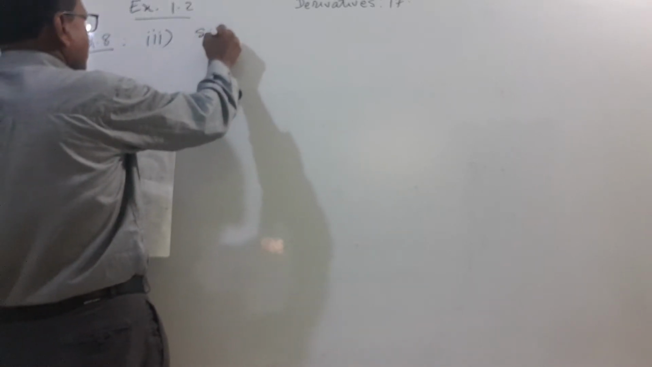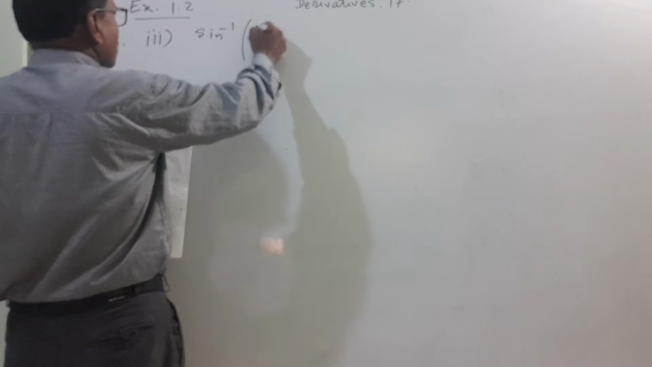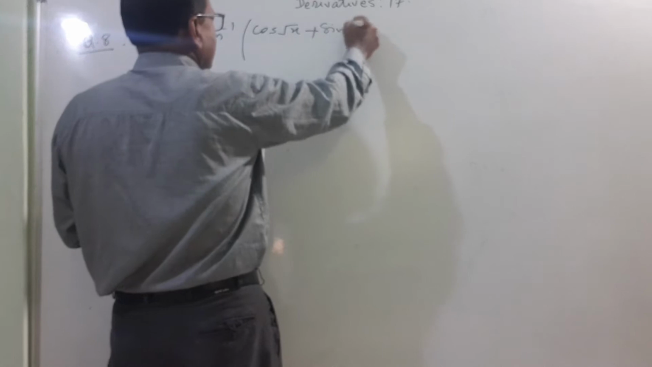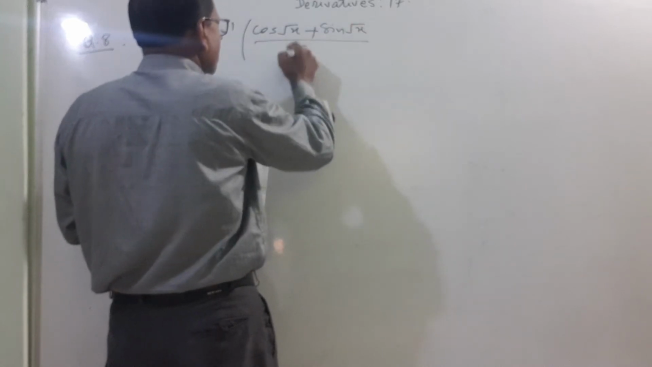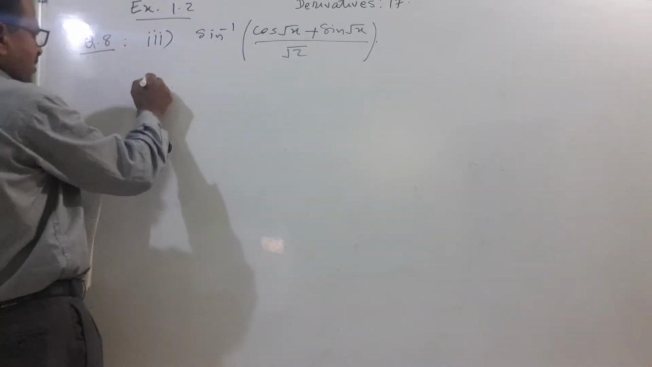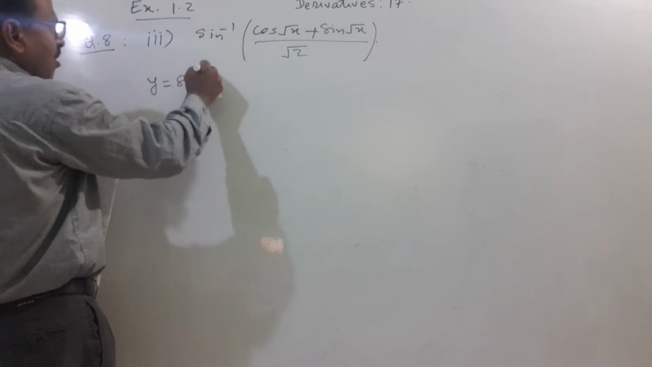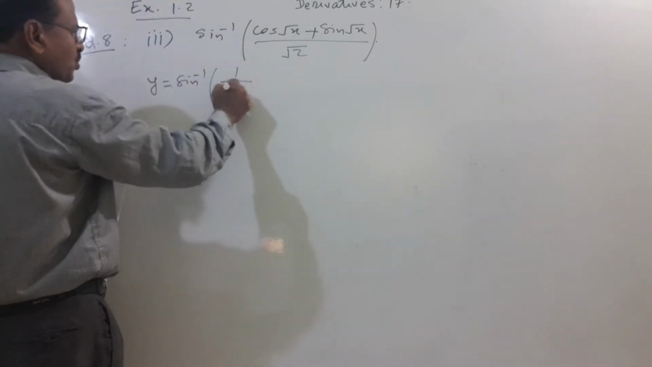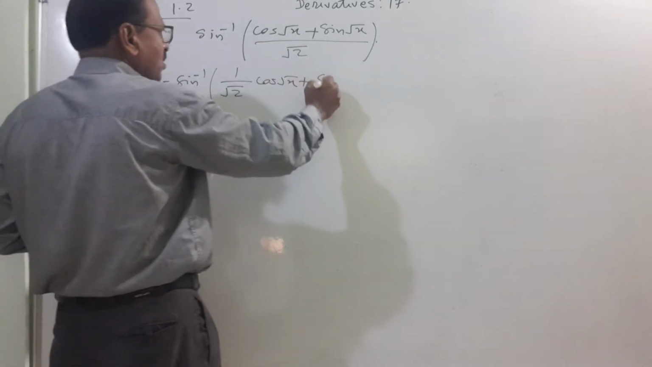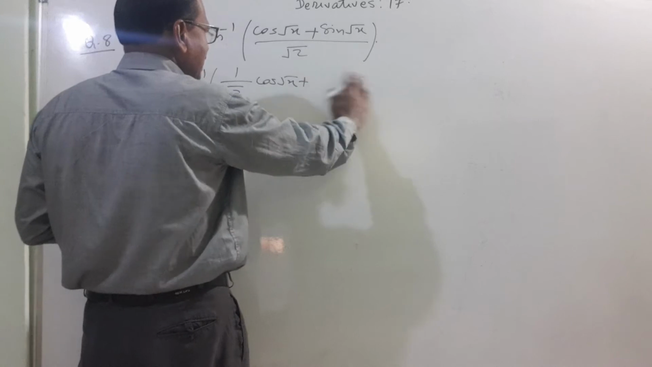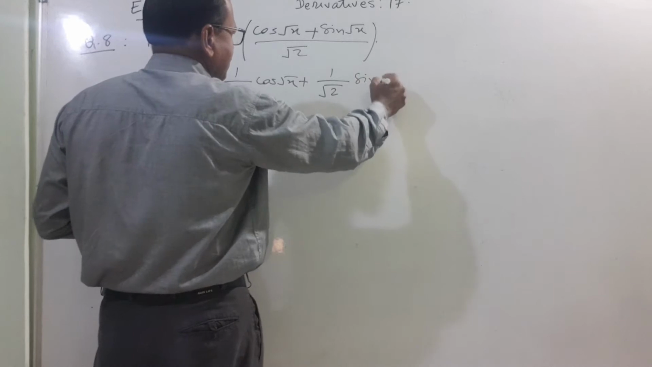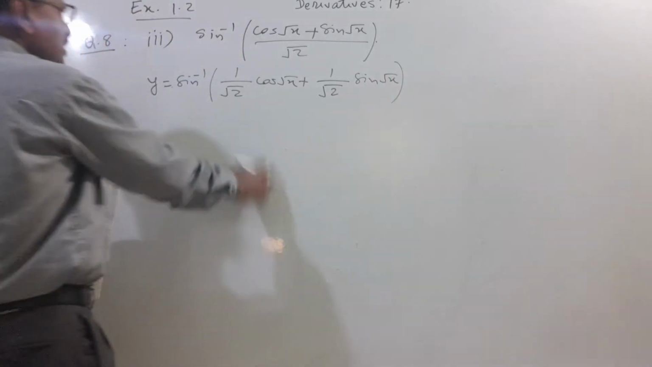So, sine inverse of (cos of root x plus sine of root x) upon root 2. All such questions, how to do them? First of all, I will write y is equal to sine inverse of 1 upon root 2 cos of root x plus 1 upon root 2 into sine of root x. How we have to arrange that, we will see.